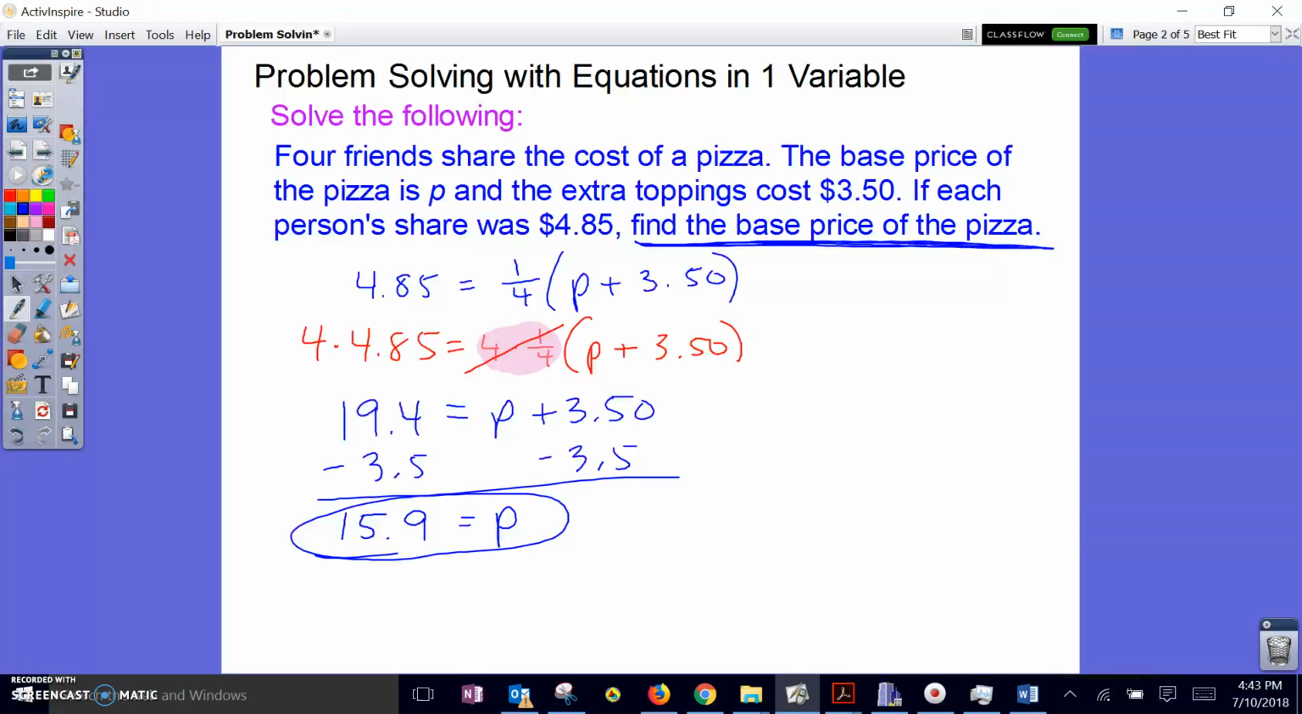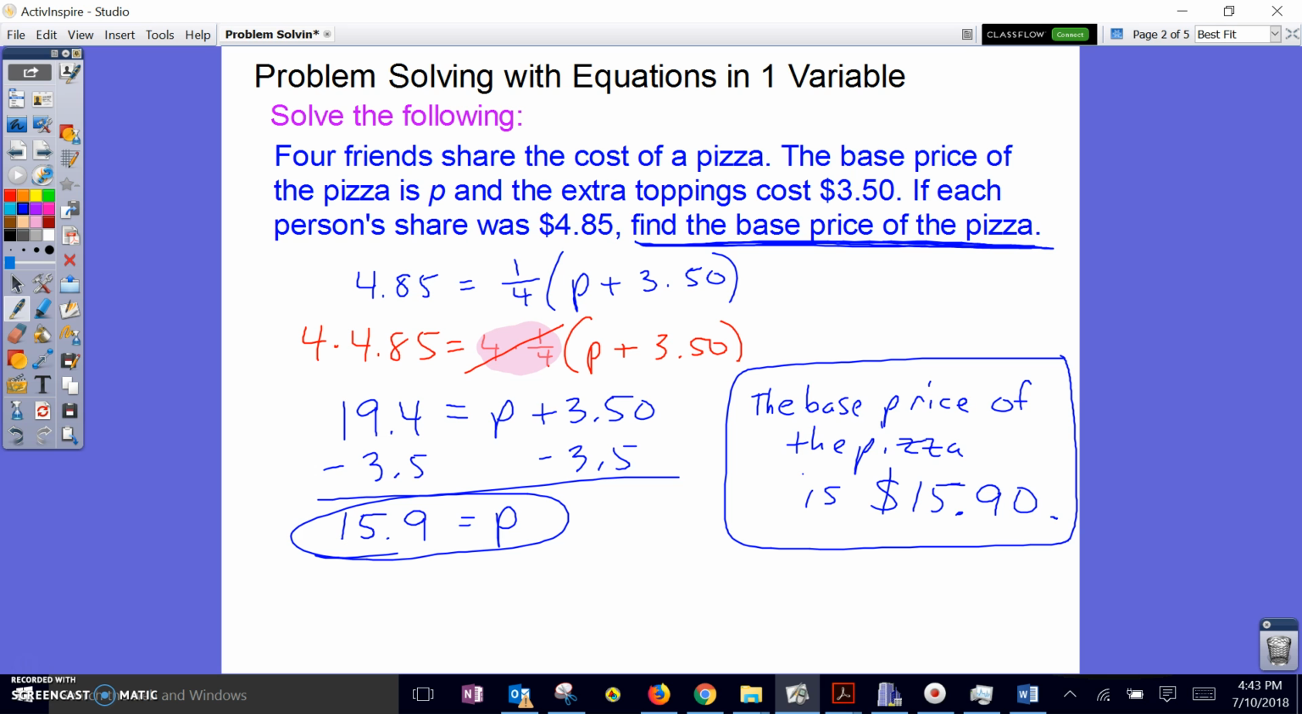We're supposed to find the base price of the pizza. And I'm just going to jot down a quick sentence that answers the question. The base price of the pizza is, and we got 15.9. Well, that represents $15.90. And so there's our answer to problem number 1.